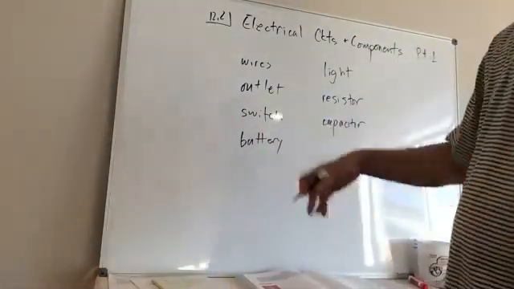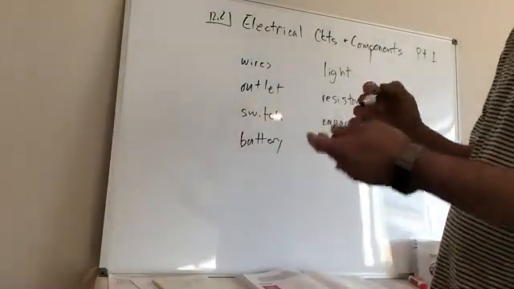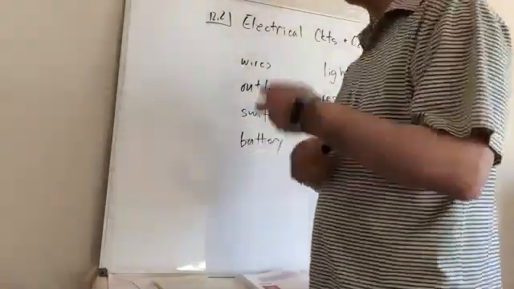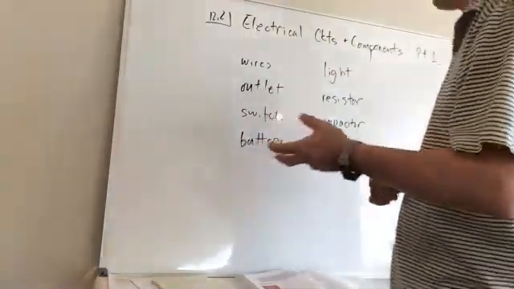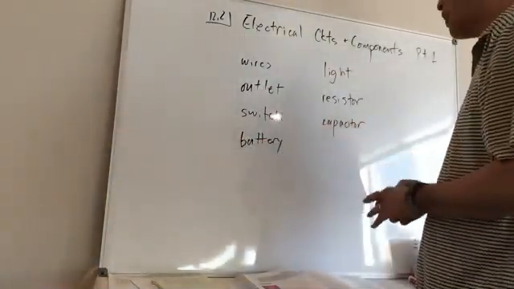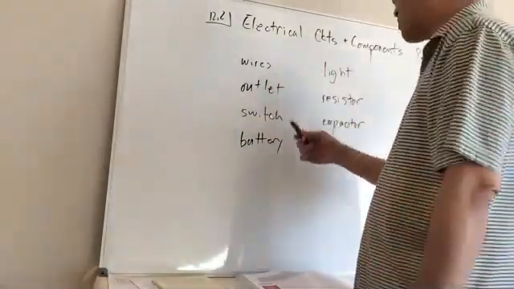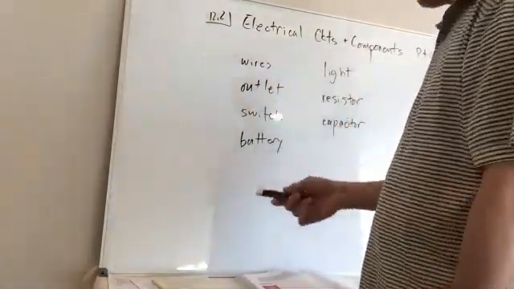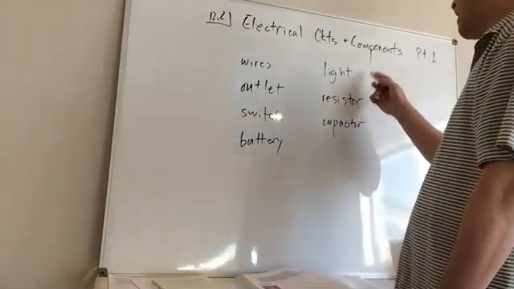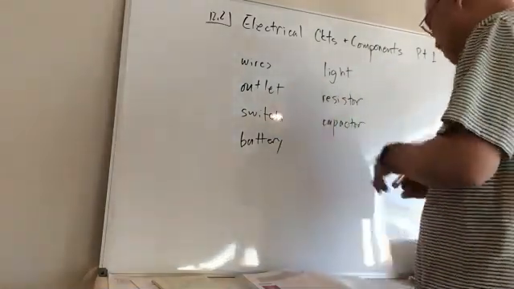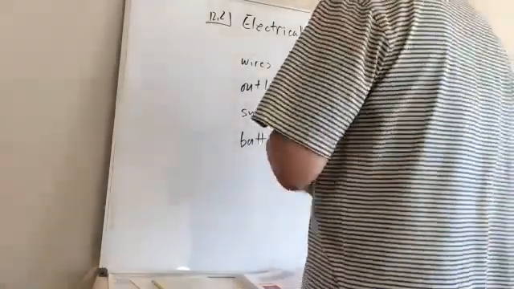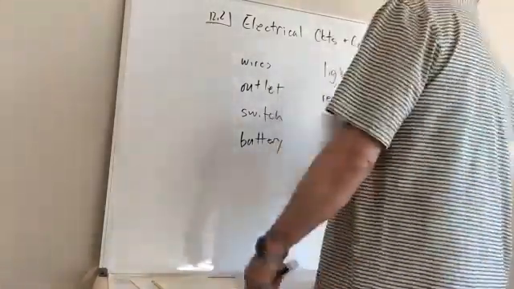Okay, so there are many different things that go in there, right? Each one of these things performs a different function within the circuit. Okay, all right. So wires, outlet, a switch, battery, light, resistor, capacitor. These are all good things. Okay, so let's talk about the resistor first.